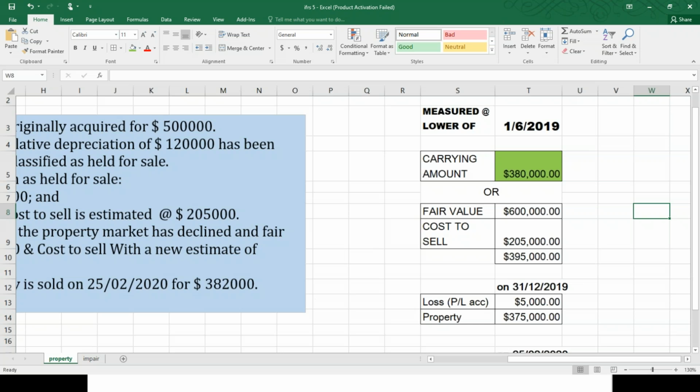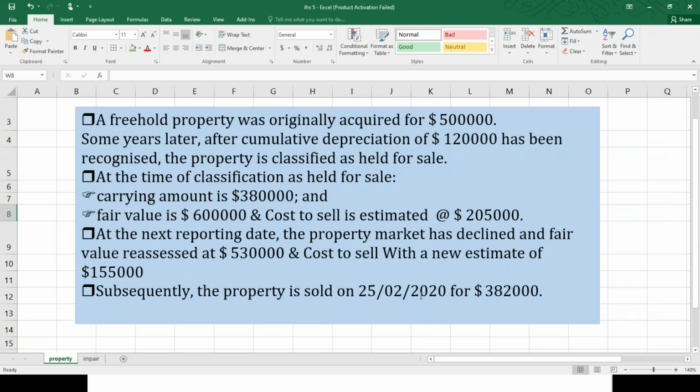There was a freehold property which was originally acquired at a cost of $5 lakh. After some years, with accumulated depreciation of $1,20,000, it was classified as held for sale. At the time of classification as held for sale, the carrying amount was, of course, $3,80,000, which is $5 lakh minus $1,20,000. This was the carrying amount in my statements. The fair value assessed was $6 lakh. The cost to sell was estimated at $2,05,000.